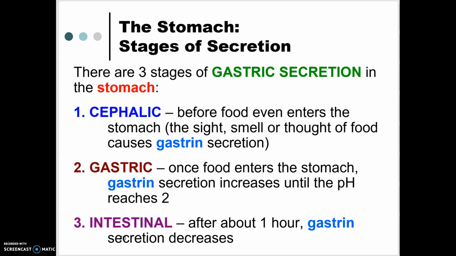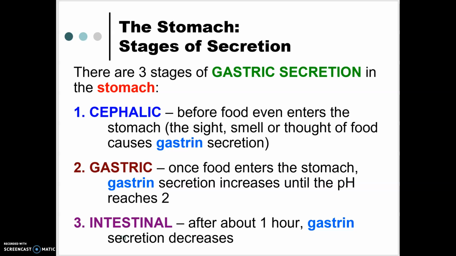So in our stomach, there are 3 stages of secretion for gastric. So, the gastrin is secreted, it increases the amount of hydrochloric acid in the stomach. So it gets us ready for digestion. So we have the cephalic, the gastric, and the intestinal stages. The cephalic refers to when you're getting ready to eat. So the sight or smell of food, that's going to cause gastrin secretion to go up. It gets your stomach ready for digestion.